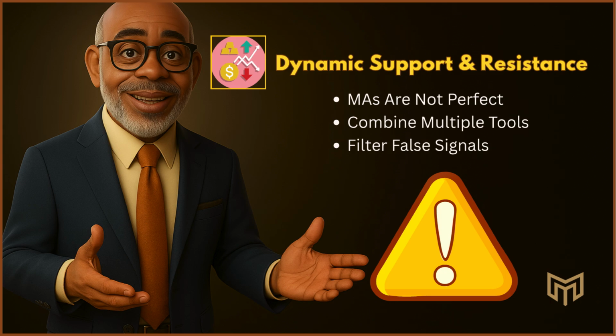Remember, moving averages are not foolproof. Price may overshoot or undershoot these lines before reacting. To make smarter trading decisions, many traders combine moving averages with RSI to measure momentum, candlestick patterns for confirmation, and support or resistance zones for additional context. Using multiple forms of analysis together can help filter false signals and improve the quality of trade setups.